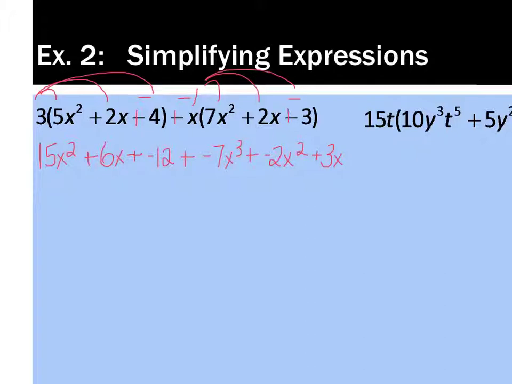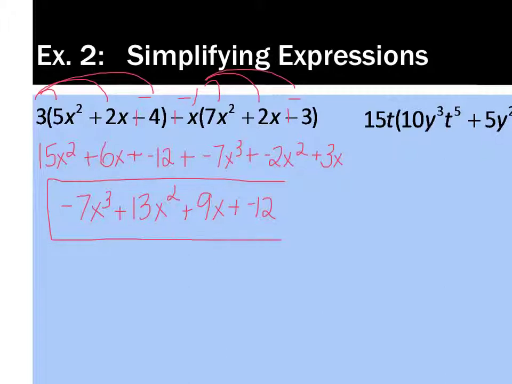And then if you combine like terms, remember you always want to start with your highest degree to make sure your answer is in standard form. So we would have negative 7x to the third first. And then if you combine your x squareds, 15x squared and negative 2x squared would be 13x squared. And then 6x plus 3x would be 9x. And then we would have negative 12.